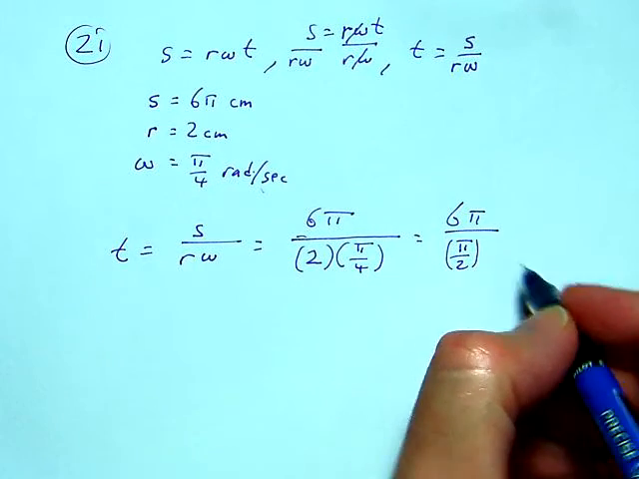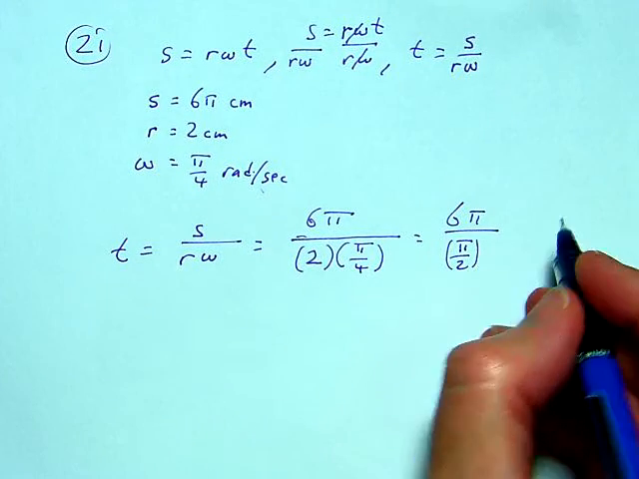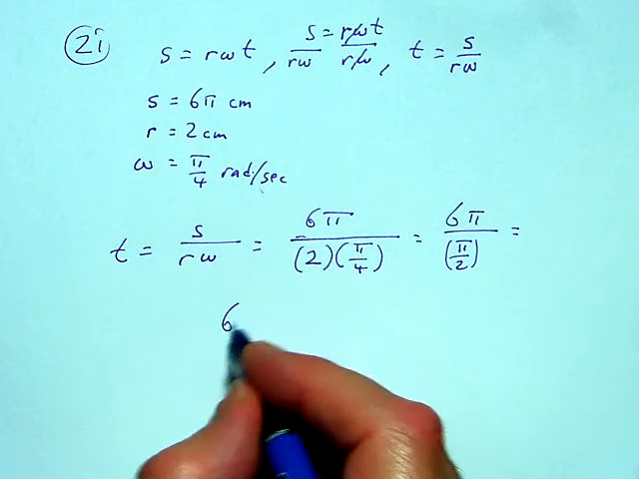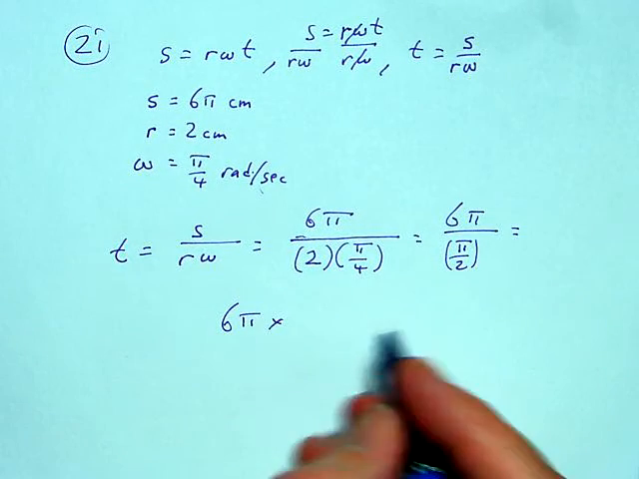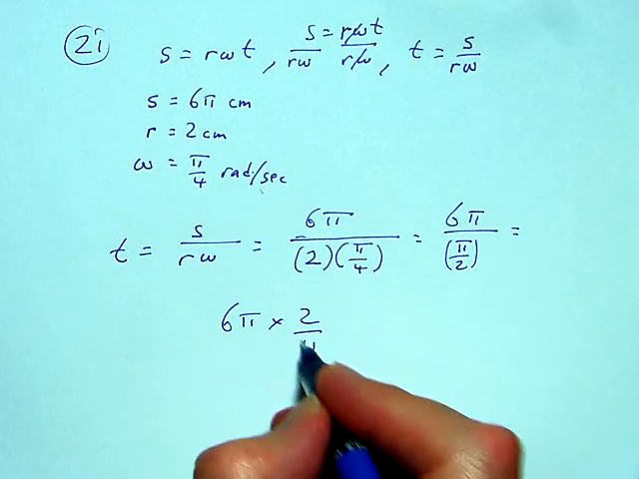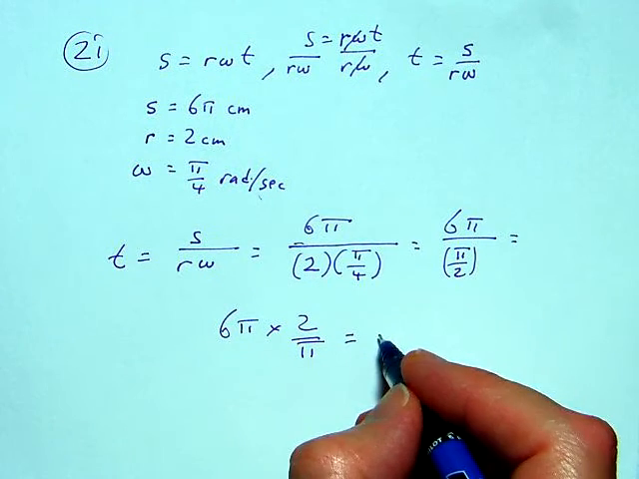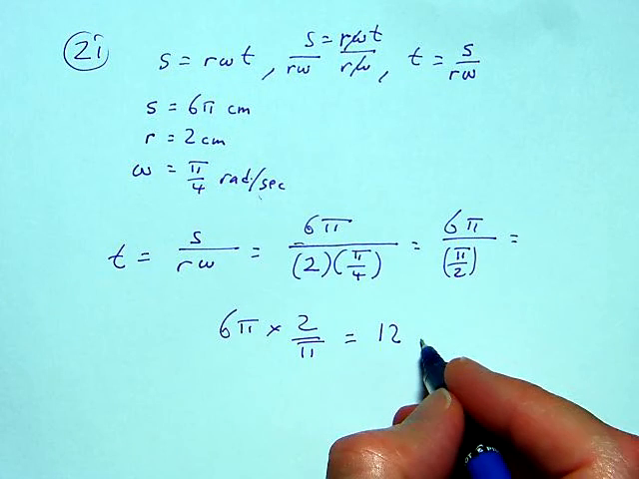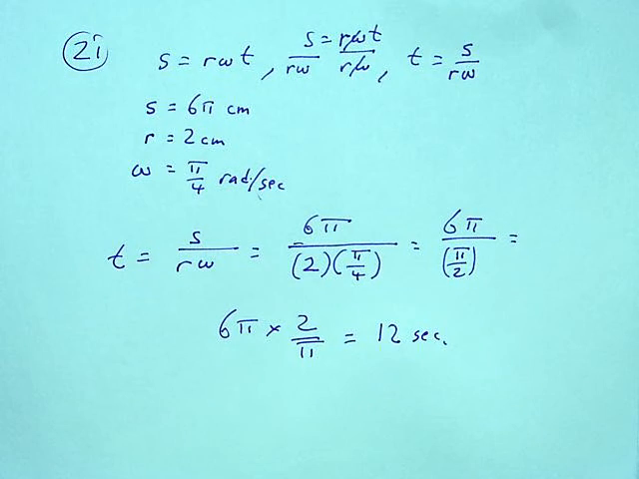Okay, so we've got 6 pi divided by pi over 2, which is the same thing as 6 pi times 2 over pi. Okay, so again, keep, change, flip, and that gives us 12. And we said the units were seconds. So we got our answer is 12 seconds.